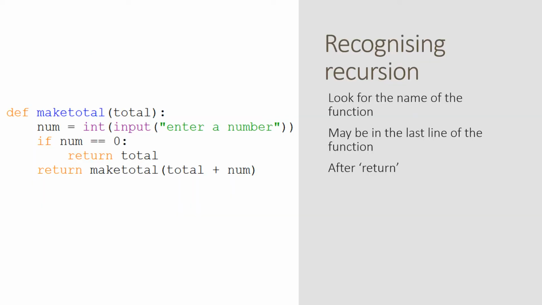So I said this before, but to recognise recursion, you look for the name of the function inside the function. Here's something else to notice. It's often the final line of the function following the word return. That would be the typical structure of a recursive function. Look for the name of the function following the word return.